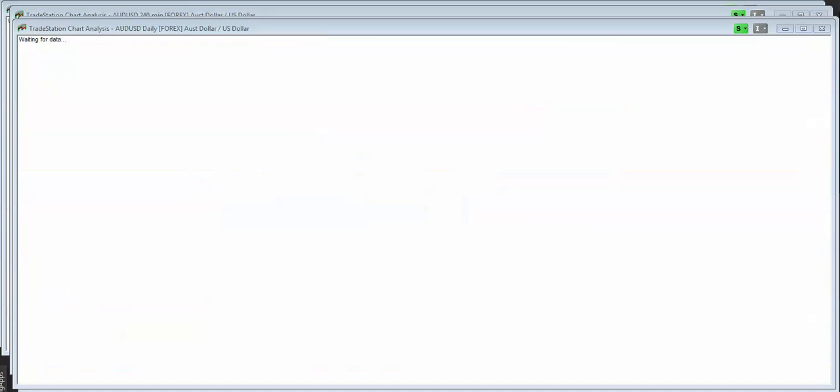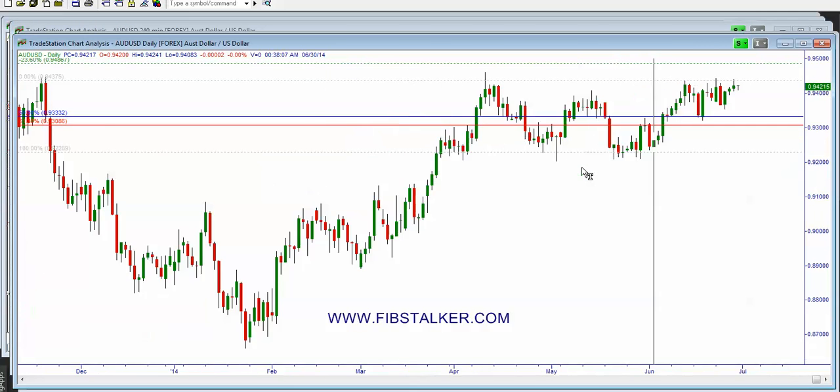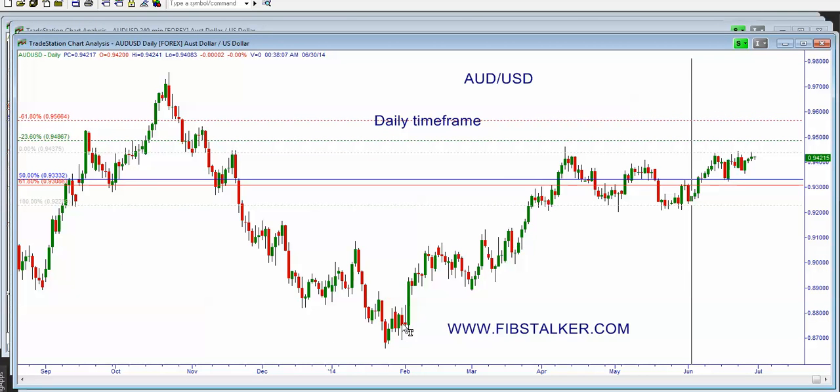So moving to the Australian dollar versus the US dollar daily time frame. On this daily time frame, you have to remember that the sequence of measured move higher failed after we broke the all the way halfway back from the highs we saw in October to the lows we saw in January.